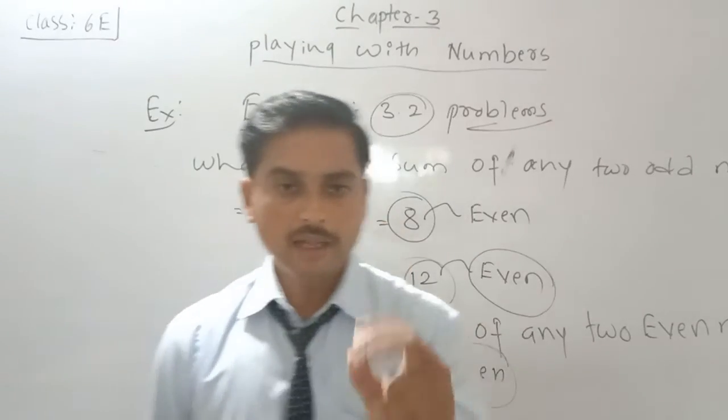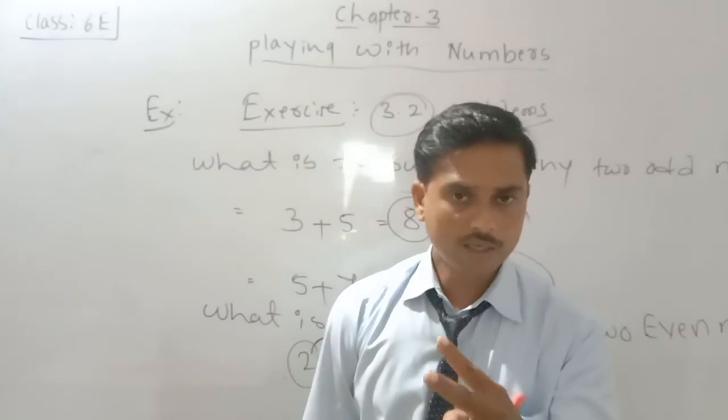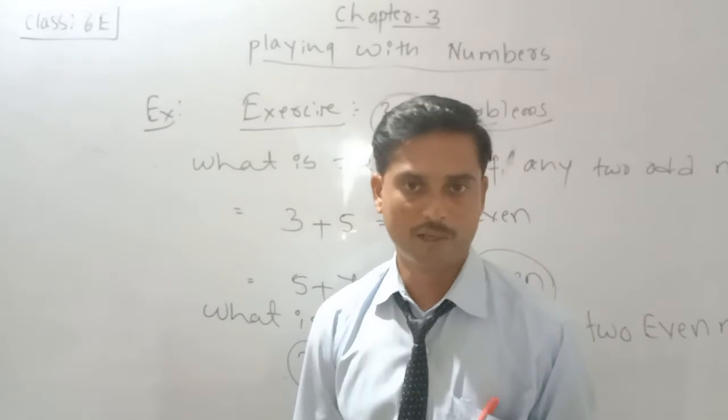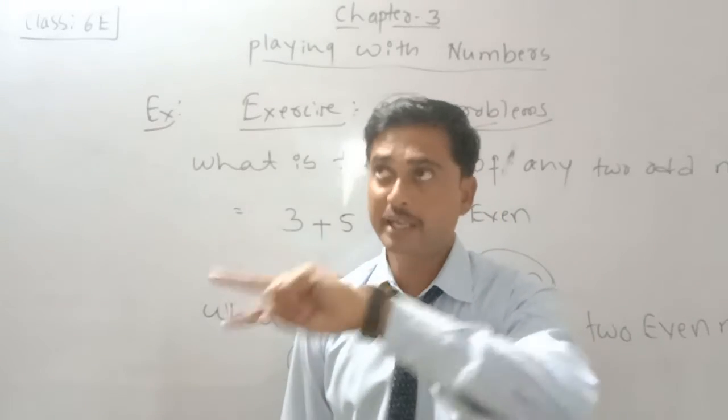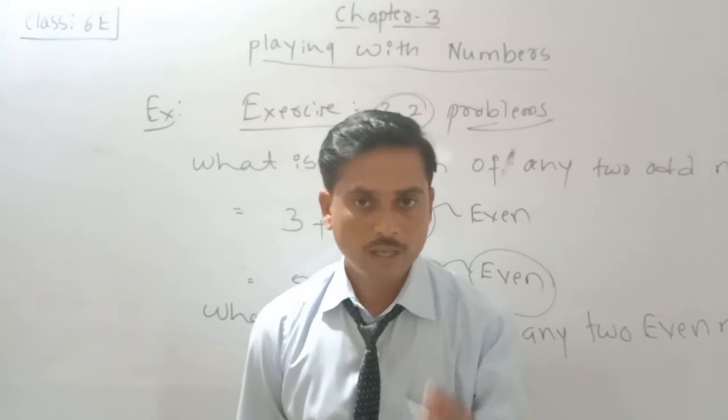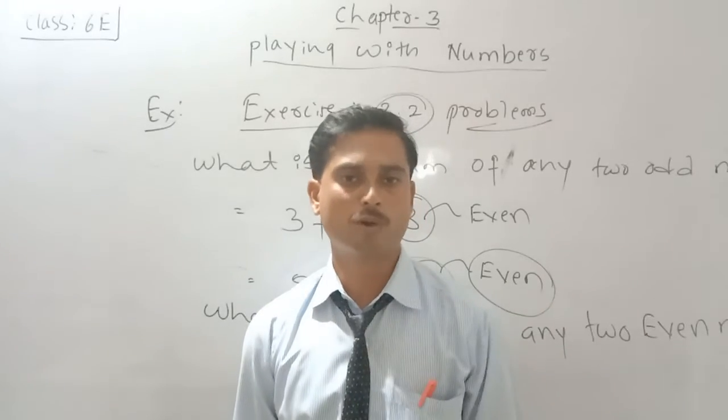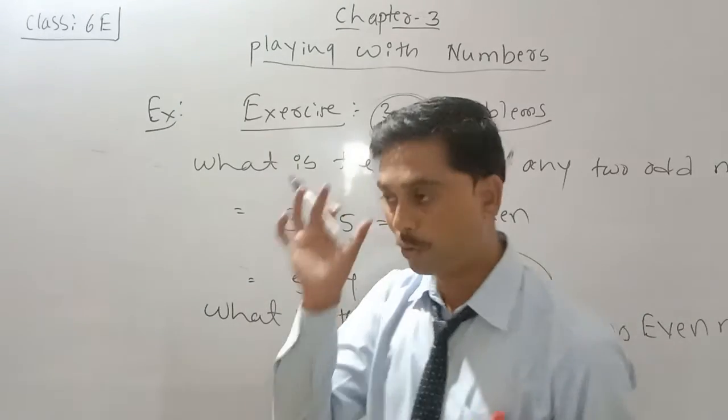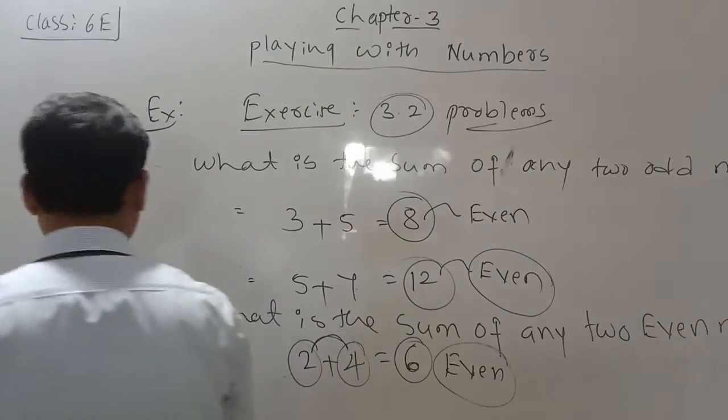You should add any two odd numbers, the sum is an even number. And you should add any two even numbers, the answer is always an even number only. Okay, this is very important. Now let us discuss the next one.